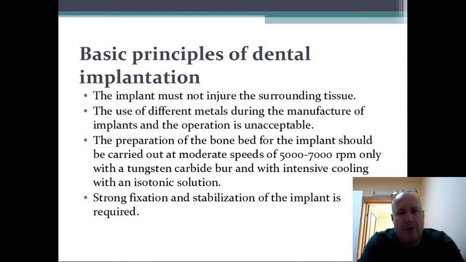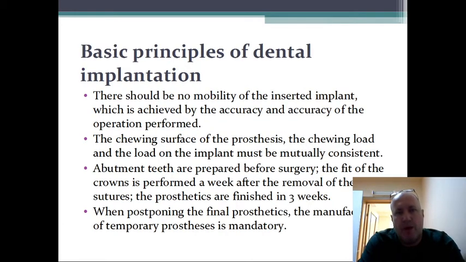The preparation of the bone for the implant should be carried out at a moderate speed of from 5,000 till 7,000 rotations per minute, only with a tungsten carbide burr and with intensive cooling with isotonic solution. Strong fixation and stabilization of the implant is required. There should also be no mobility of the inserted implant, which is achieved by the accuracy of the operation performed.